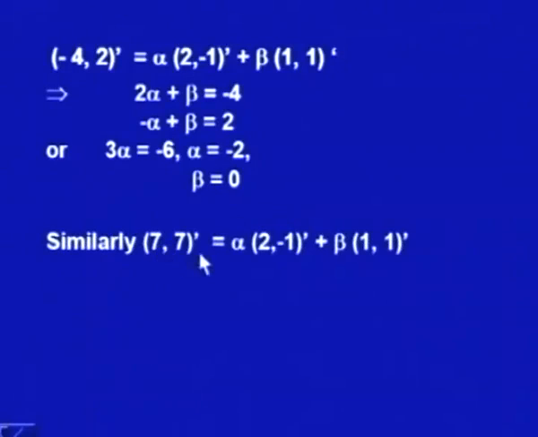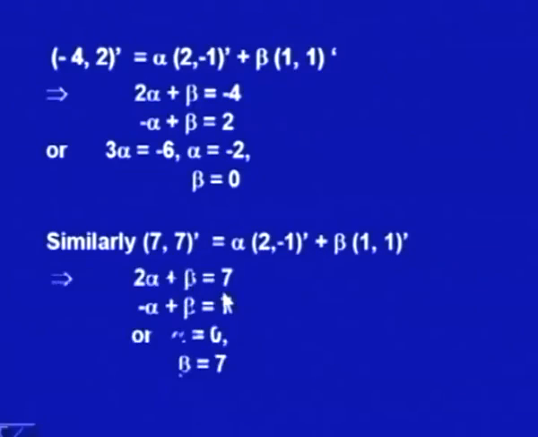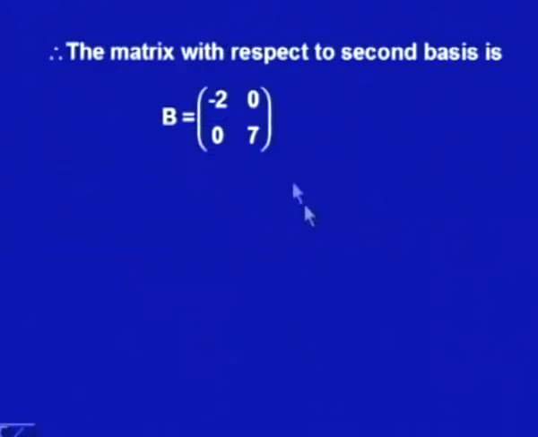Similarly, if you write down (7,7) as a linear combination of base vectors, then again we will have a system of equations: 2 alpha plus beta is equal to 7, -alpha plus beta is equal to 7. Solve them, we will get alpha is equal to 0 and beta is equal to 7, and that means the matrix with respect to the second basis comes out to be [-2 0; 0 7].